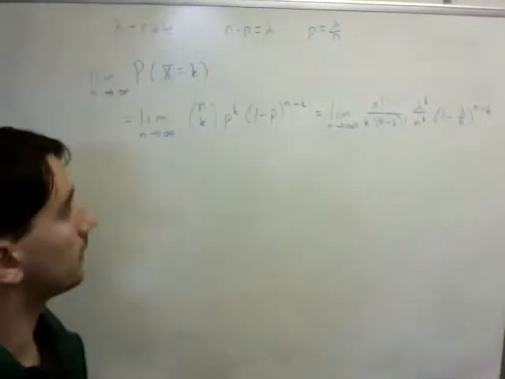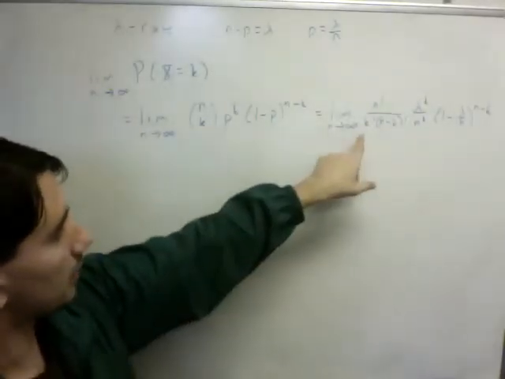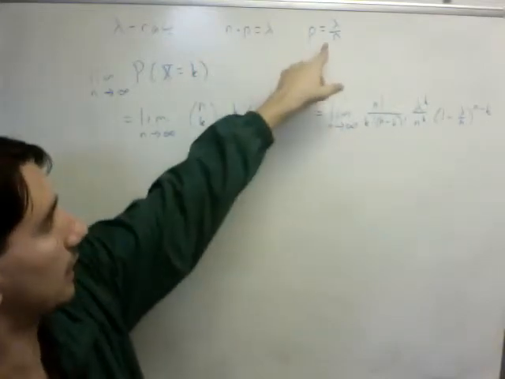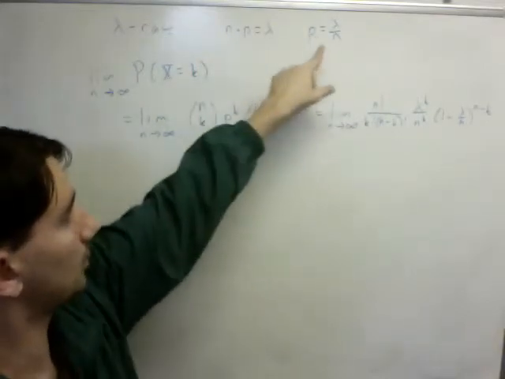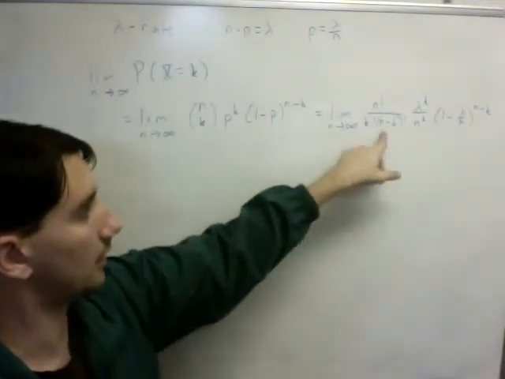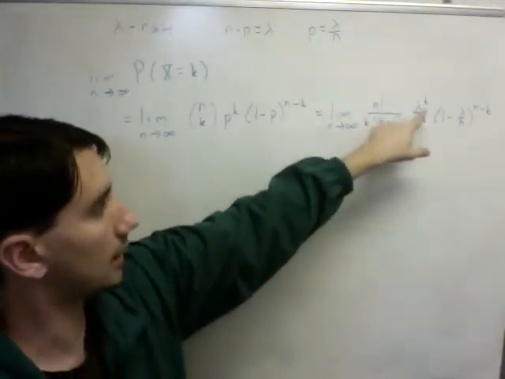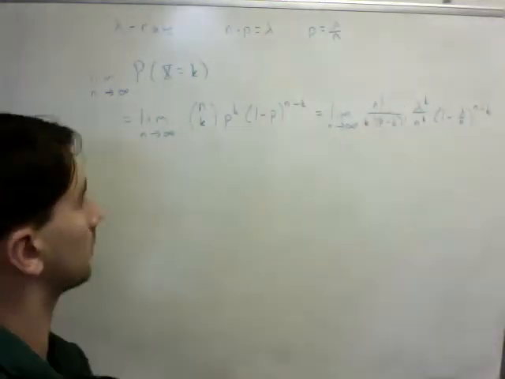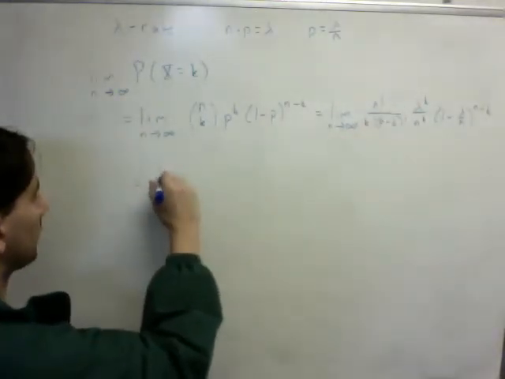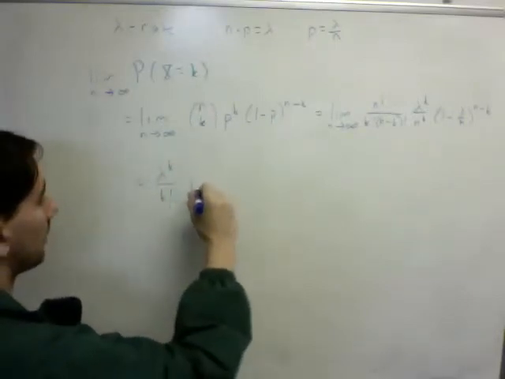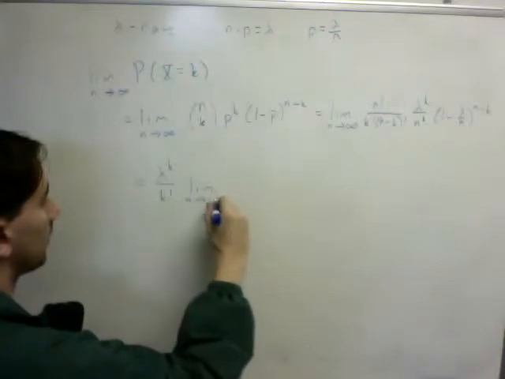Okay, and once we're here, we're taking a limit as n goes to infinity, and p depended on n, but now that we've substituted in lambda over n for p, nothing depends on n here. So anywhere we see an n, we have to take a limit, but k and lambda are just fixed numbers. So we can pull out the lambda to the k over k factorial. So this equals lambda to the k over k factorial times the limit as n goes to infinity.